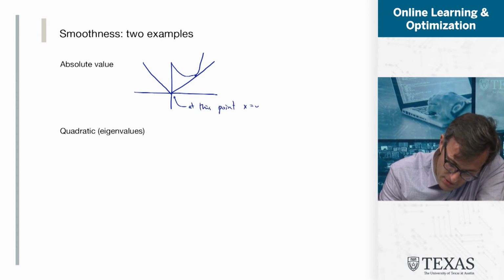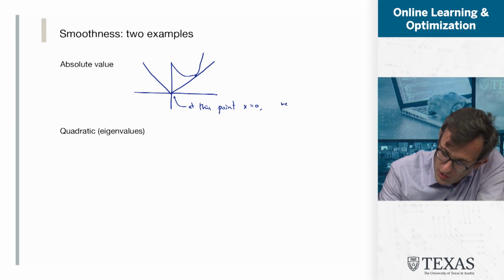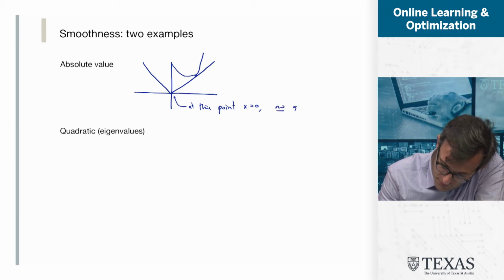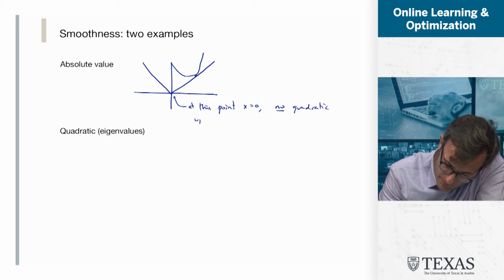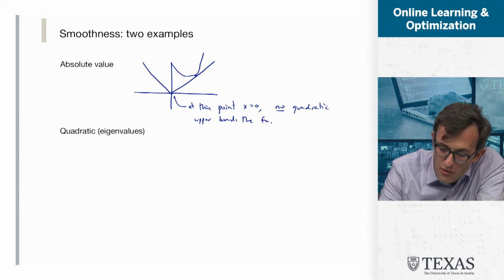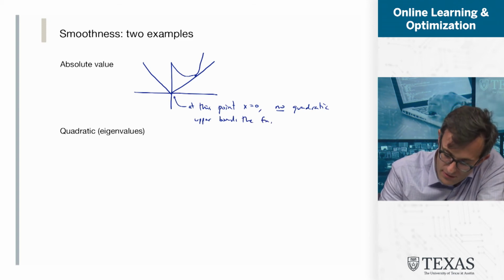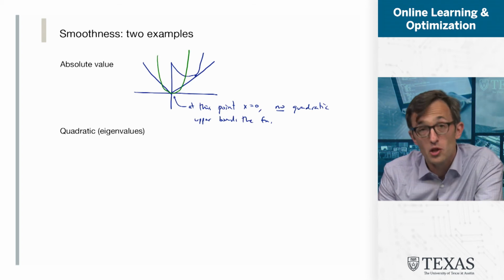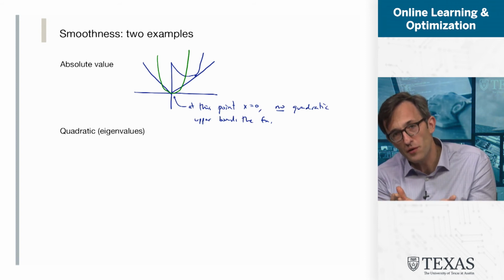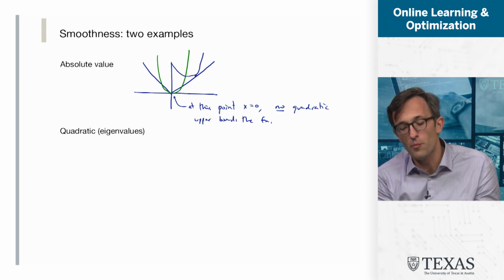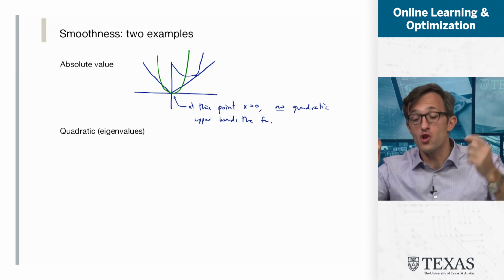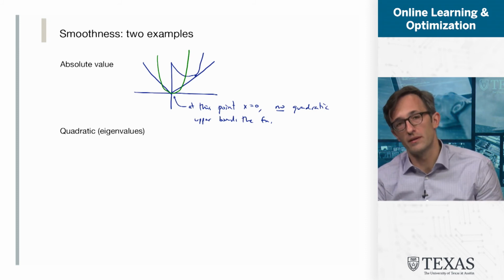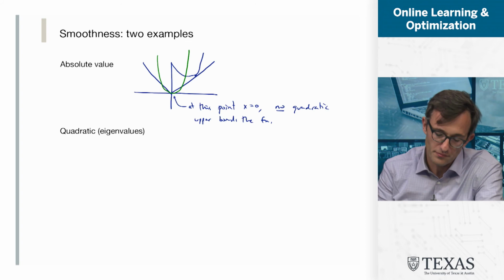You can see that at the point x equals 0, no quadratic upper bounds the function. No matter how steep you make your quadratic, at the very, very bottom, we know that the slope is 0. So for very, very small x away from 0, it's going to open up more slowly than the function that just grows linearly. And so there's no way we can do this. So this is another way to think about the failure of smoothness for this function.